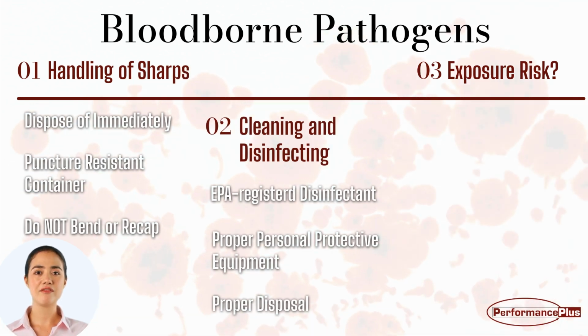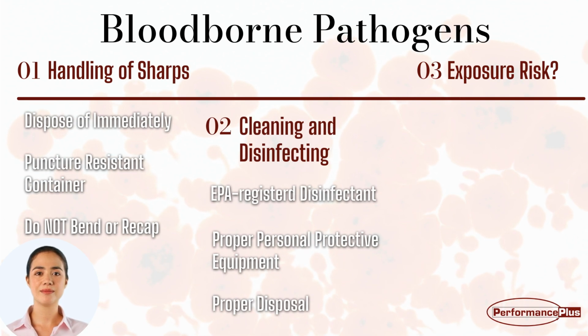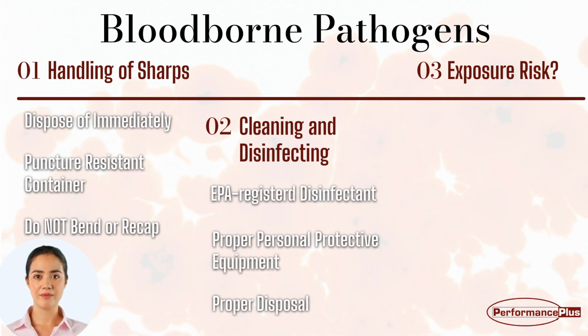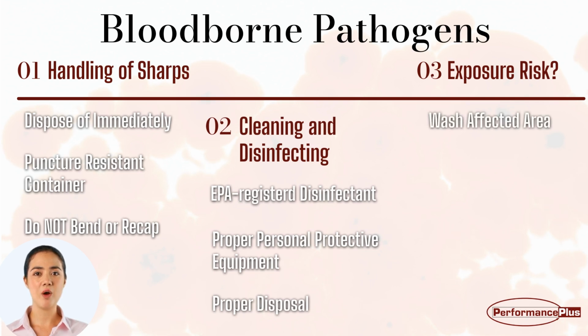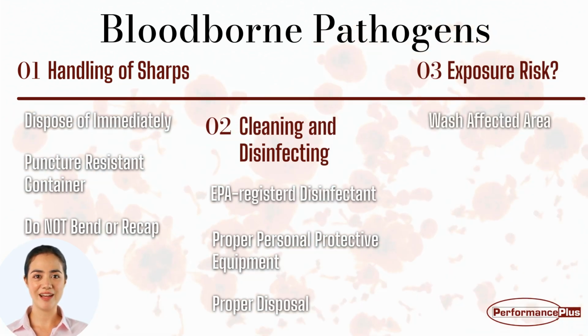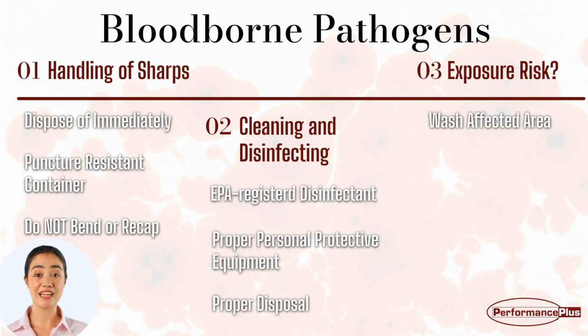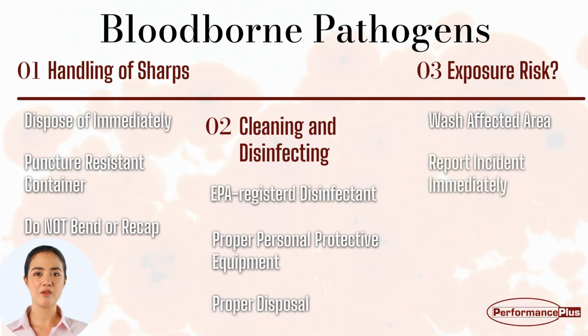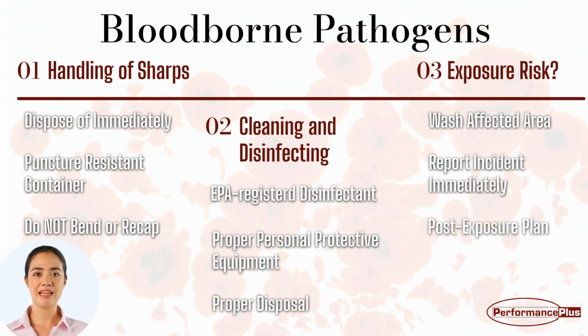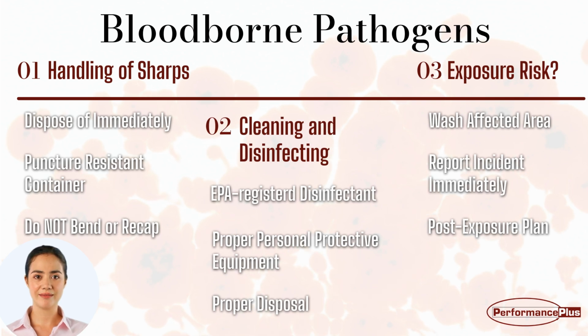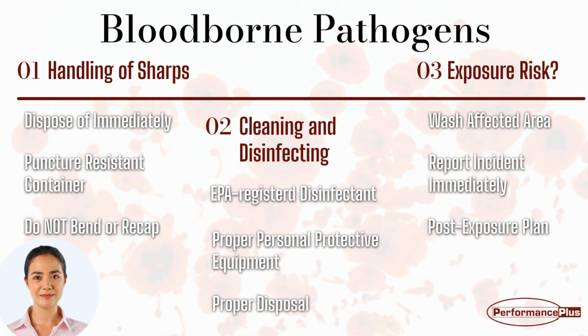What do you do if you are at risk of exposure? You should act quickly. 1. Immediately wash the affected area with soap and water. If eye exposure, use water and saline for 15 minutes. 2. Report the incident to your supervisor right away. 3. Follow the post-exposure plan. This may include a visit to your primary care physician or our workers' comp facility.